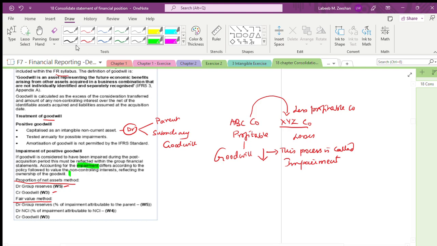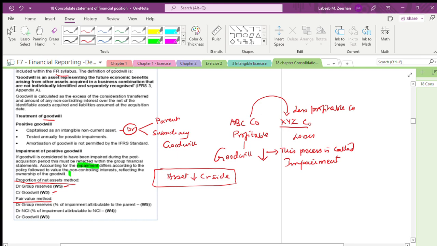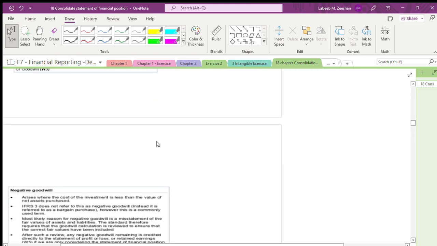Whenever the asset decreases, it should be on the credit side. Just keep it in mind.